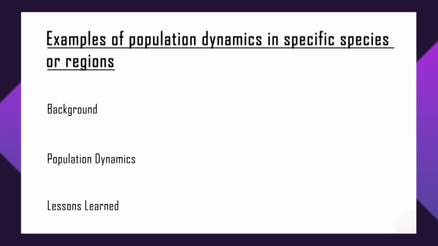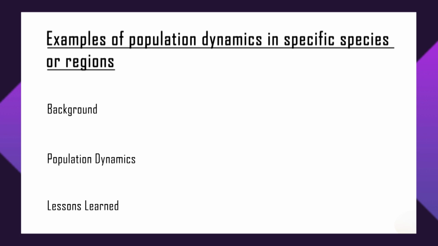The wolf population has fluctuated, impacting the predator-prey dynamics in this region. So what are the different lessons learned? The case underscores the role of keystone species in ecosystem health. It highlights the potential for positive cascading effects when we address imbalances in a specific population.